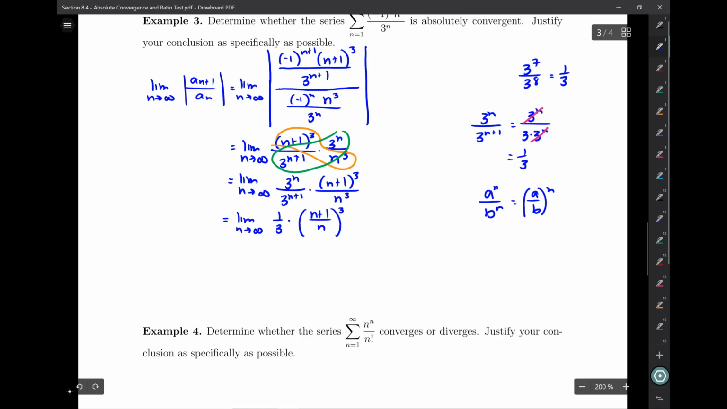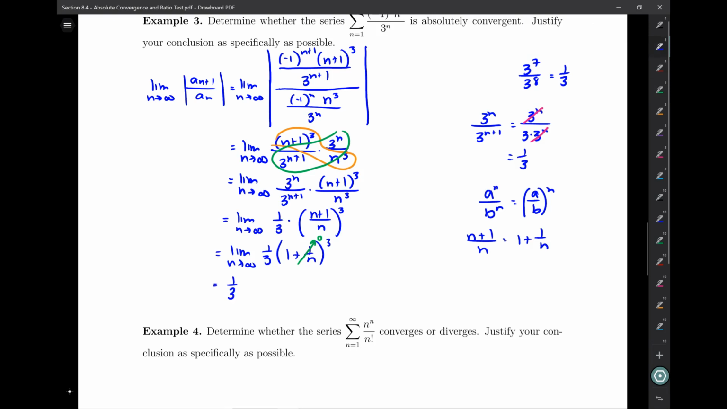From here, we would have a few options. We could look at n plus 1 over n as n approaches infinity, and we can see that that approaches 1. You could use L'Hopital's rule. You could also rewrite n plus 1 over n as 1 plus 1 over n. I kind of like that, so let's do that. 1 plus 1 over n, cubed, and then we can see that 1 over n is going to approach 0 as n approaches infinity, and so this gives us a limit of 1/3.